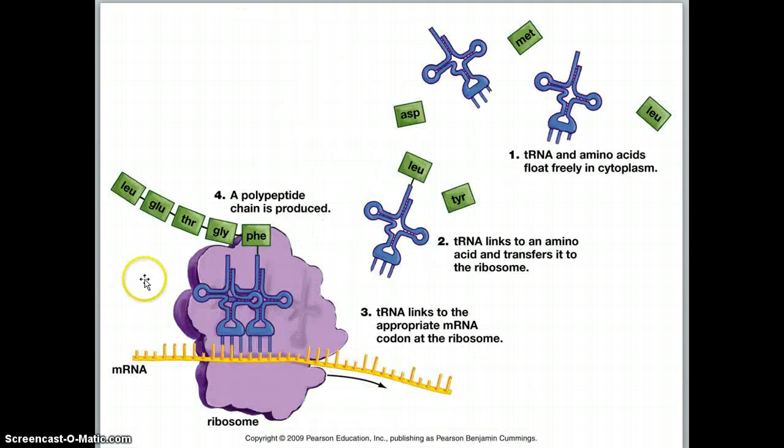So let's look at how this takes place. You have tRNAs with amino acids that are floating free in the cytoplasm. The correct tRNA will link to the correct amino acid, and it will transfer this amino acid to the ribosome. The appropriate tRNA is going to come in and match up to the mRNA codon at the ribosome. And from here, the sequence of all these tRNAs bringing in the correct amino acid, these little amino acids can get bonded together and they can create a polypeptide chain.